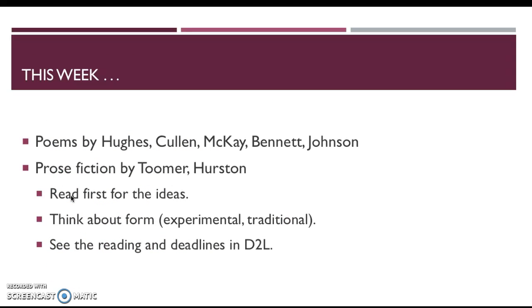All right, so this week we're going to be reading quite a bit of poetry. The reading list might look daunting, but most of these poems are very short, not like The Waste Land or even Prufrock. So don't let that reading list intimidate you. We'll be reading poems by some of the major writers in the Harlem Renaissance. Hughes, Cullen, McKay, Bennett, and Johnson. You'll also be reading prose fiction by Toomer and Hurston.